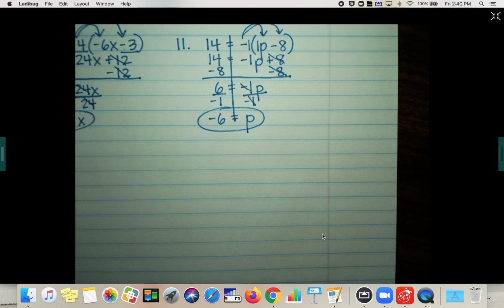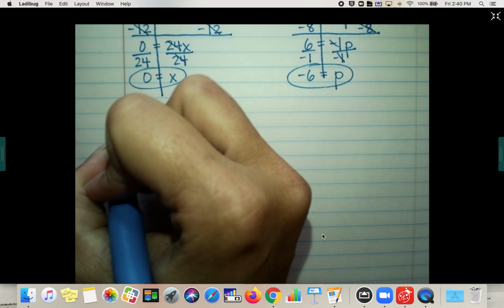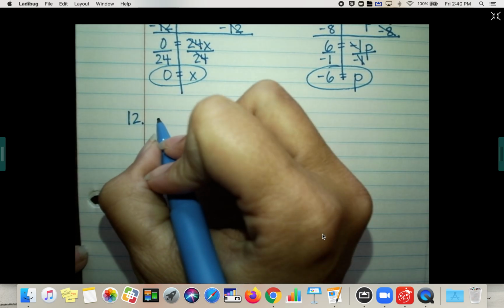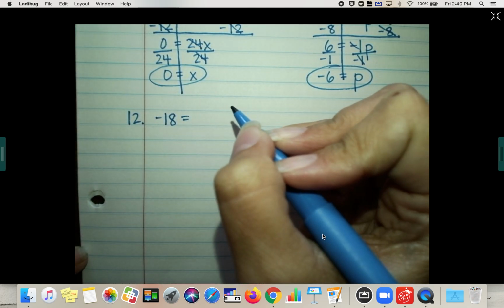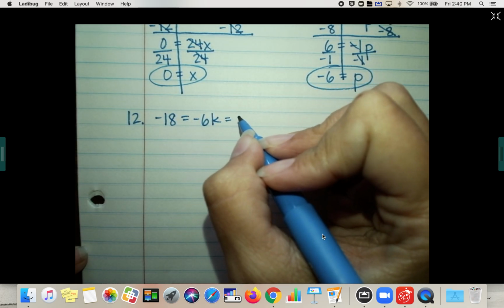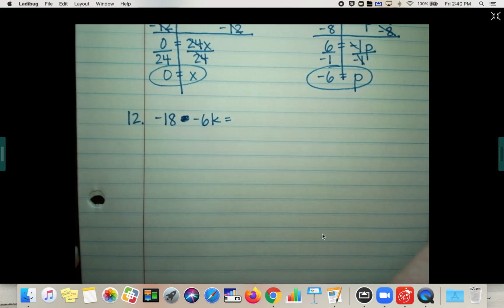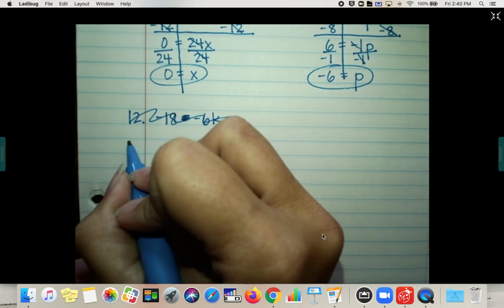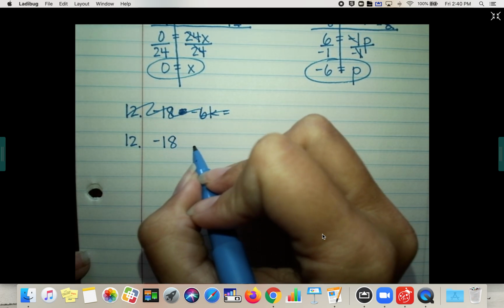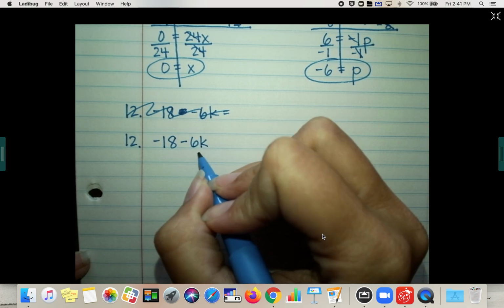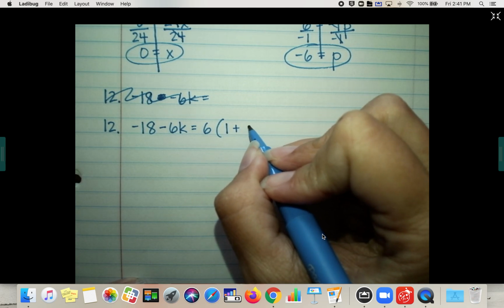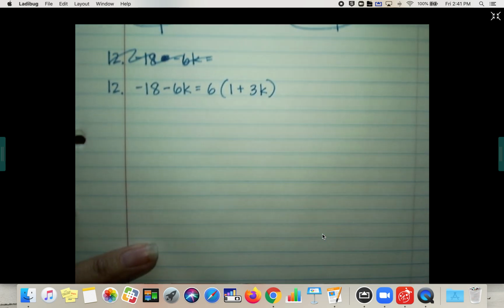Might be able to get in one more. Let's see here. Let's try a tricky one. How about negative 18 equals negative 6k equals, oh, why'd I put equals again? This one is minus, sorry. I'm just going to rewrite this. Number 12, sorry. Negative 18 minus 6k equals 6 times the quantity 1 plus 3k. Oh, wow. Okay, that's a lot.